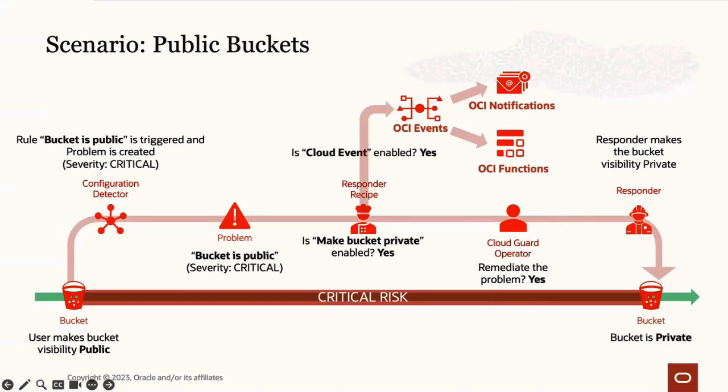However, the CloudGuard operator does not want to use the remediate. Let's say he wants to see who created the bucket. He wants to see where it was created, just to try and make sure that in the future he can send out a message, try and let people know not to have this happen again. So they're going to go in and do it manually. When they do that, the responder is going to manually make the bucket visibility private. And at this point, the bucket is now private. The risk has been avoided and CloudGuard is not going to bother you about it.